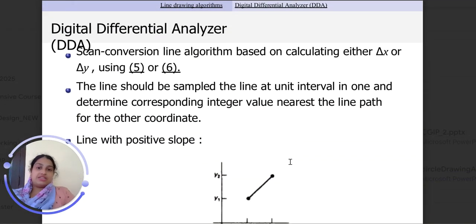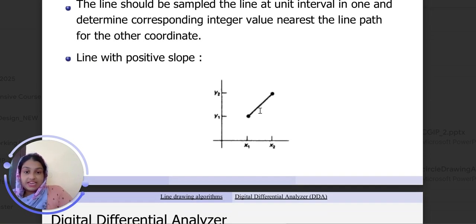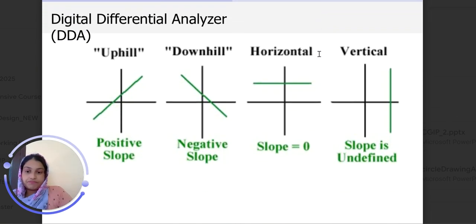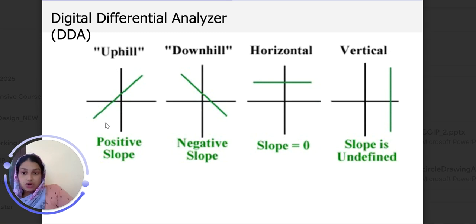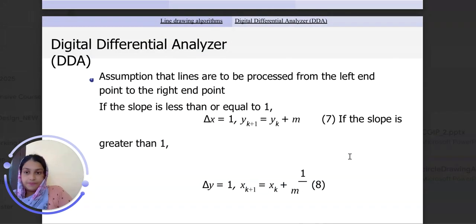Now, the scan conversion line algorithm is based on calculating delta x and delta y, using the formula m equal to delta y by delta x. The line should be sampled at unit intervals in one coordinate and we determine the corresponding integer value nearest the line path for the other coordinate. This is a line with positive slope, which is called uphill. This is a negative slope, called downhill. This is slope equal to 0, horizontal. Slope is undefined for vertical.